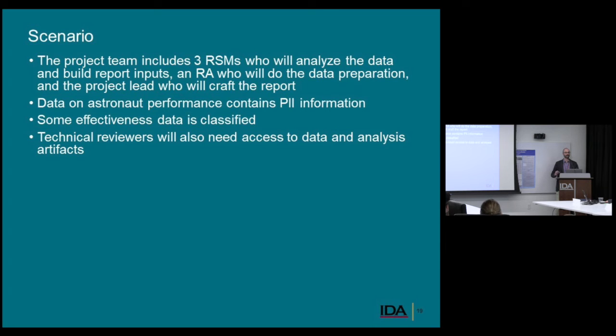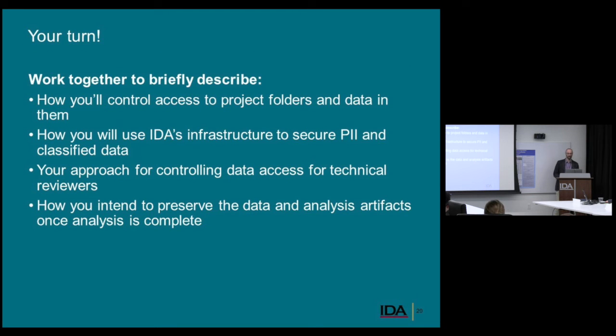And then you are going to have a group of peer reviewers who are going to need to access the data as part of their review of the technical report that comes out at the end. So how are you going to manage their ability to access the data when needed? Those are the questions you want to answer with your groups. What we'd like you to do is briefly describe how you're going to control access, how you're going to use your own infrastructure to secure the data, and how you're going to approach controlling data access for technical reviewers of that report. And then finally, how you're intending to preserve any artifacts once the analysis is complete, because you may want to have those at the end, and you may want to make sure that those are secured properly. So jot down some responses for that. Take about 5 minutes on that. We'll get back together and discuss as a group.